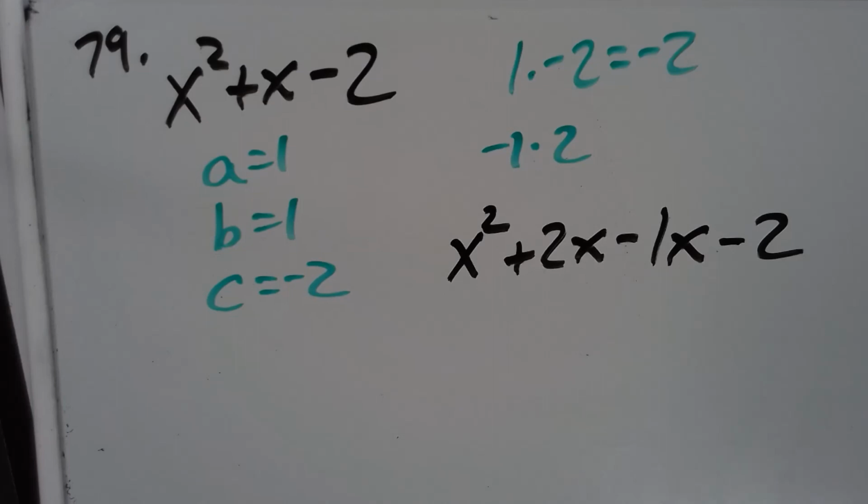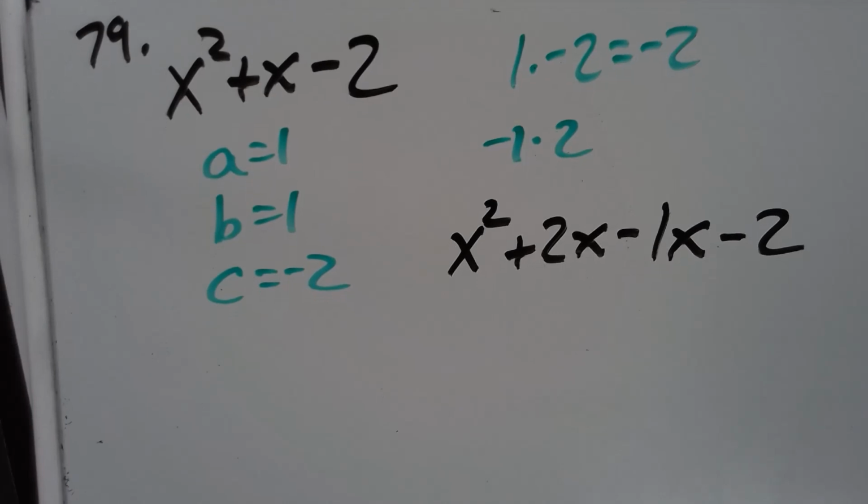There is a shortcut when A equals 1, but you'll never get it from me, because this method works every single time. If it doesn't work, you either got the wrong factors or it's unfactorable.